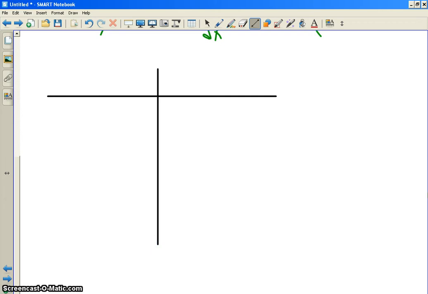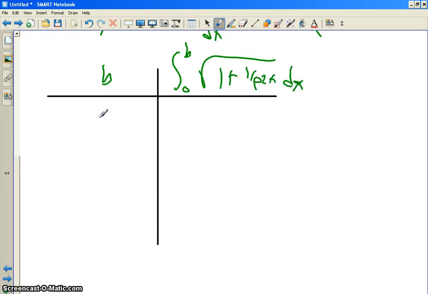All right, so what I'm going to do is put in different values of b into this definite integral from 0 to b of the square root of 1 plus 1 over e to the 2x dx. We're just going to plug in a bunch of values, let's say 1, 10, 100, 1,000, and see if it starts to converge or not. Okay, let's ask Hal.